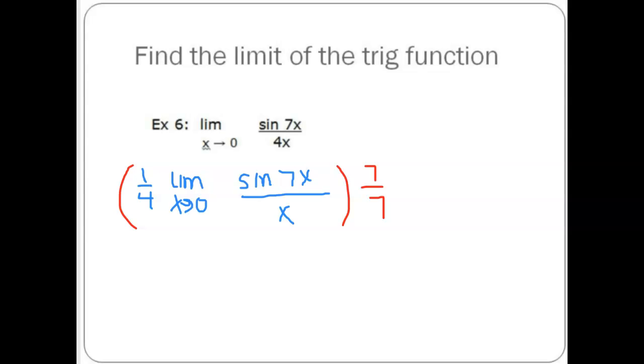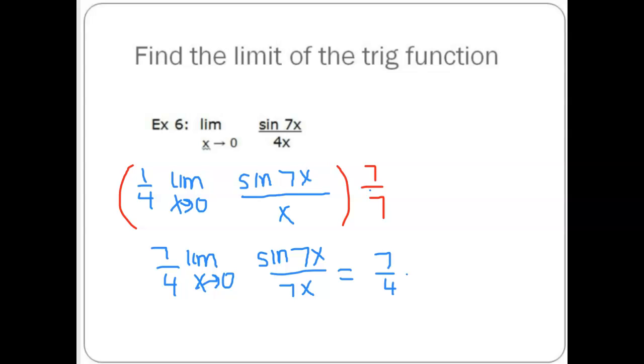So you get 7/4, because you can bring any constant in front of a limit, times the limit as x approaches 0 of sine 7x now over 7x. When top and bottom match, that's equal to 1. So we get 7/4 times 1, which is 7/4.